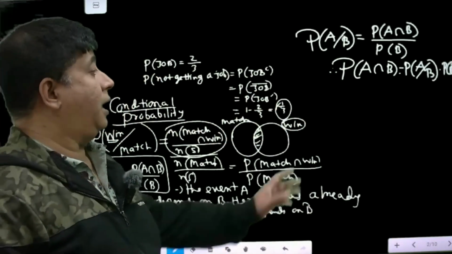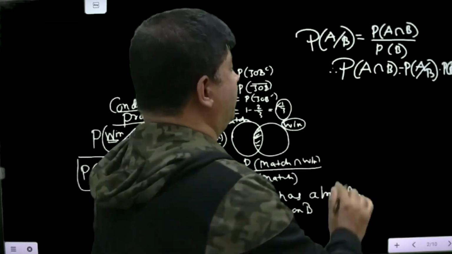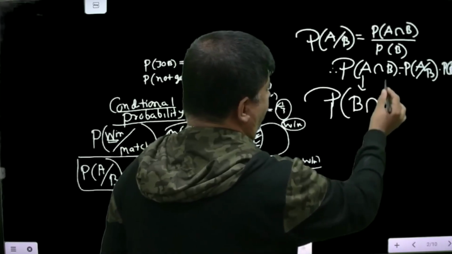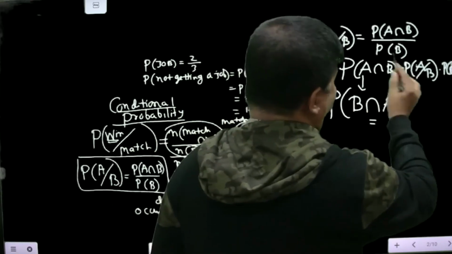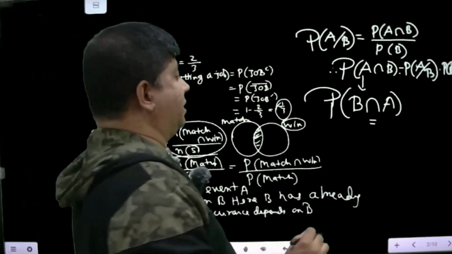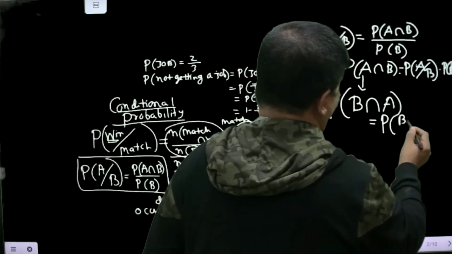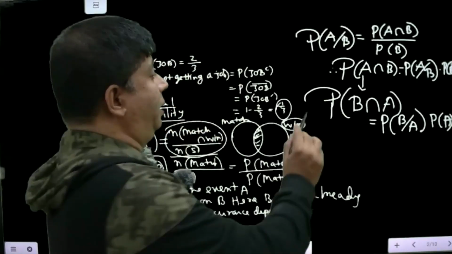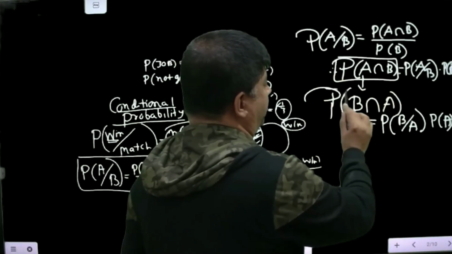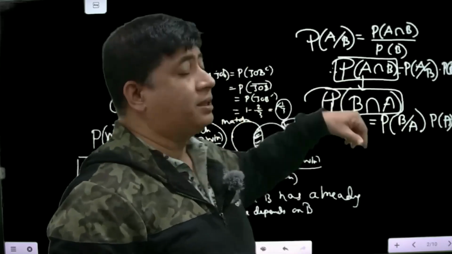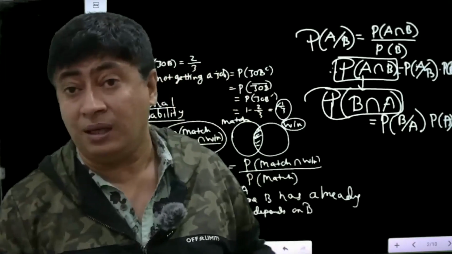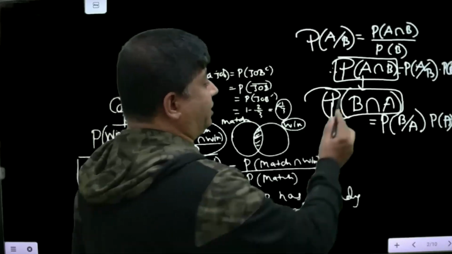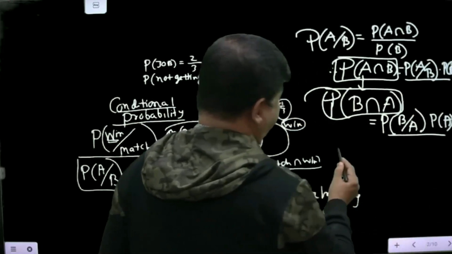Now, I am exchanging A and B with each other. Means in place of A, I am placing B, and in place of B, I am putting A. So here also, A and B will be exchanged with each other. So P(B intersection A) equals P(B stroke A) into P(A). But this result and that result are the same. A intersection B and B intersection A are the same. In set theory or algebra, it is called the commutative property. So these are the same. That means these two must be the same.